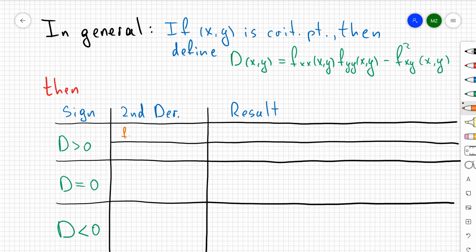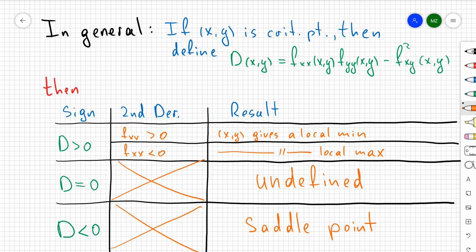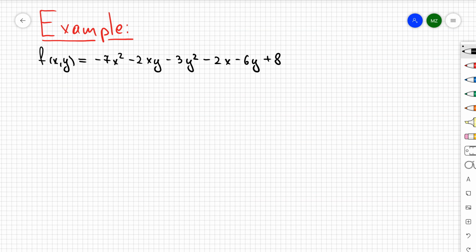And then let's make the table, where I'm going to consider D positive, equal to 0, and negative. If D is positive and f_xx is positive, then (x, y) gives us a local min. If the second derivative corresponding to x is going to be negative, then that point is going to give us a max. When D is equal to 0, we cannot say, it's undefined. And when D is negative, we're going to have a saddle point.